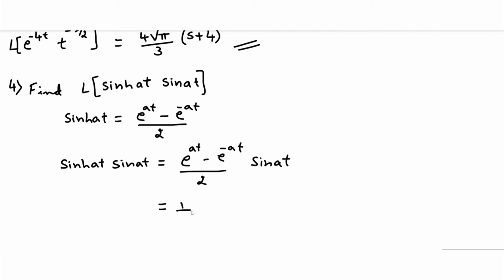So now 1 by 2 I will take as a constant outside. I will rewrite this value as e power of at multiplied by sin at, first term. Then minus, the second term, e power of minus at, once again multiplied by sin of at.